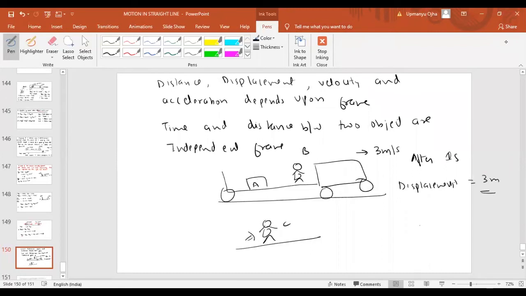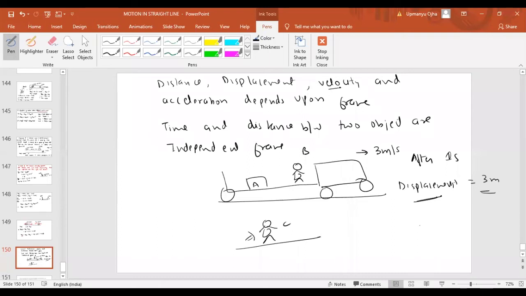Which means if we change the frame, if the observer is on a different frame, then displacement depends upon the frame. So for the observer at C, he will find displacement is 3 meter. For the observer B, displacement is 0 meter. So if we have changed the frame, the displacement is changed.